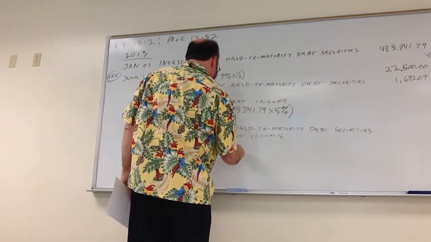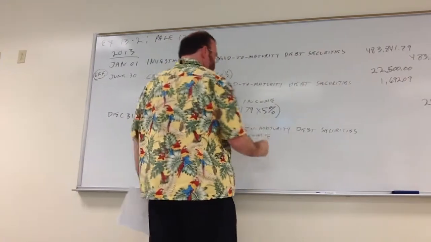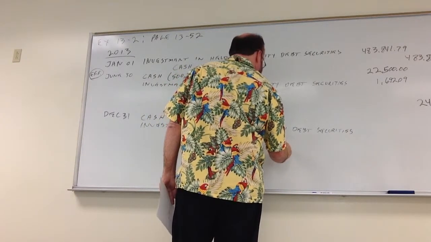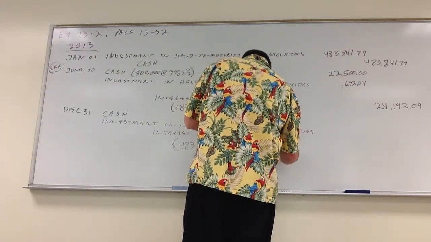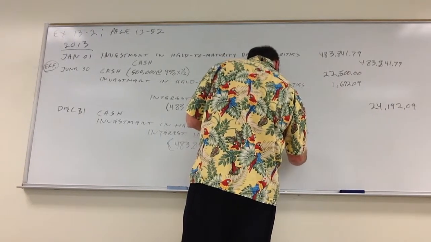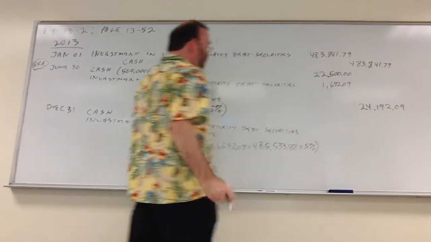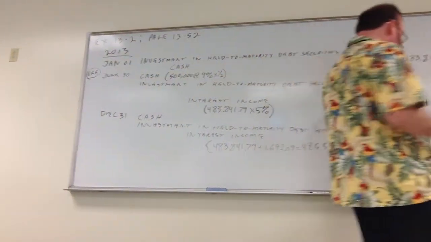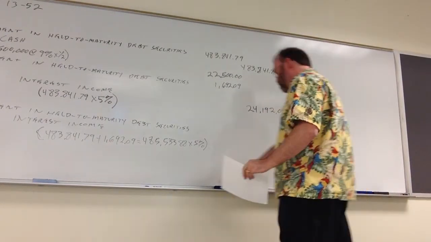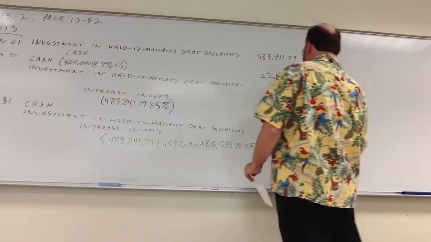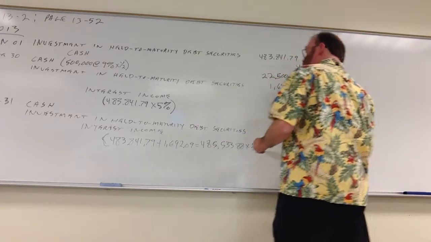So now we're going to take the 483,841.79, and we're going to add what we just amortized back on June 30, 1692.09, and that's going to give us 485,533.88 as our new carrying value. Multiply that by 5%, and we'll get interest income on December 31st of 24,276.69.